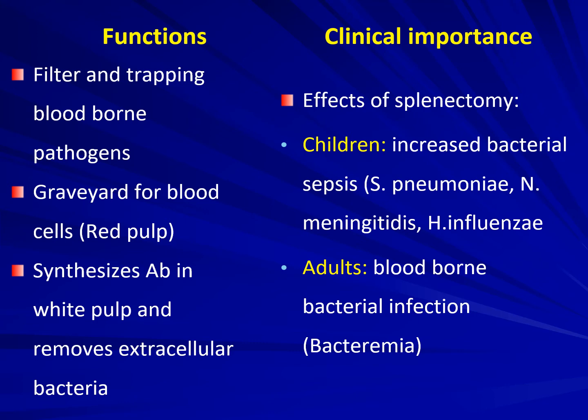Now, what happens if there's no spleen? That is, what is the clinical importance or effects of splenectomy? What happens in children? What happens in adults? In adults, it is very simple: blood-borne bacterial infection, because the organisms are not being cleared out from the blood, and it results in bacteremia. In children, it is more pronounced, with increased bacterial sepsis by the main organisms Streptococcus pneumoniae, Neisseria meningitidis, and Haemophilus influenzae.